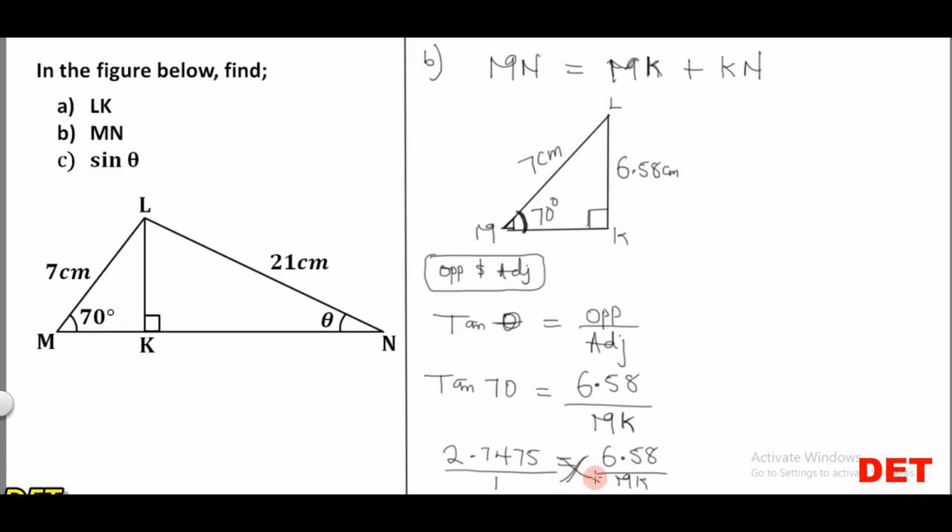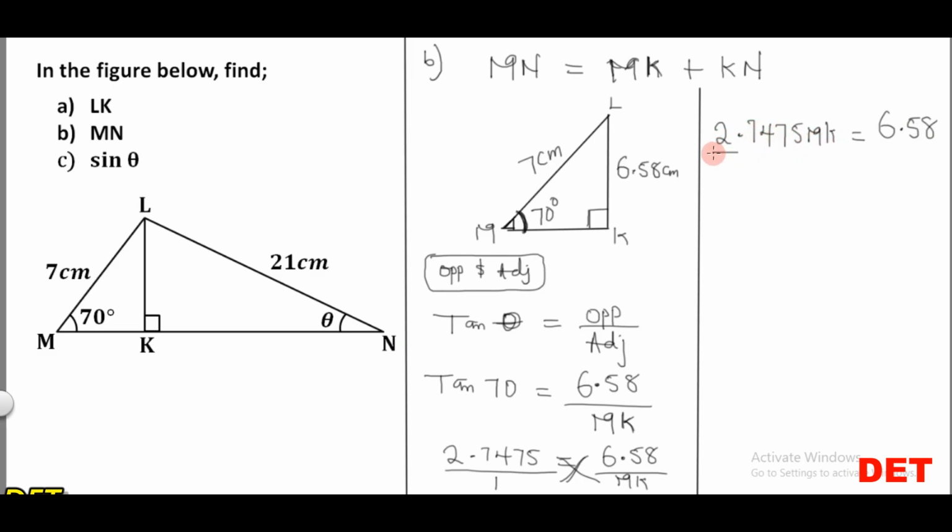So the next thing I will do here is to cross multiply. Alright, so when I cross multiply, what am I going to have? So when I cross multiply, this will be 2.7475 times MK will give me 2.7475 MK equal to 6.58 times 1 will give me 6.58. Alright, so the next thing I will do is to divide both sides of the equation by the coefficient of MK, which is 2.7475.